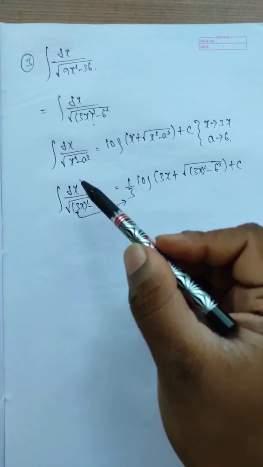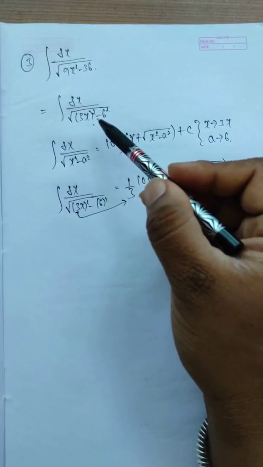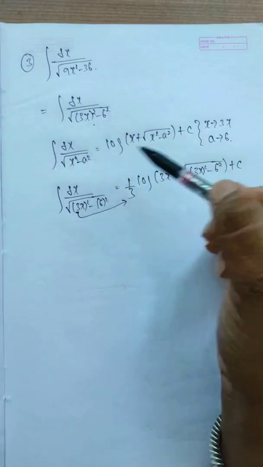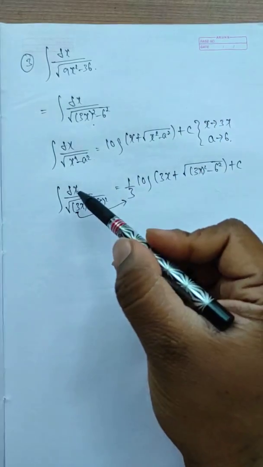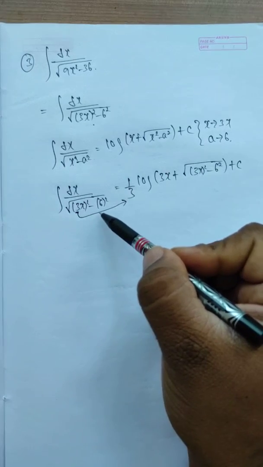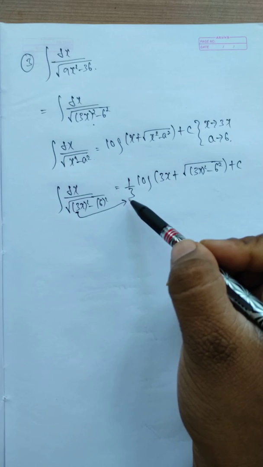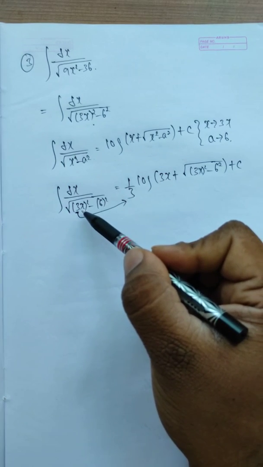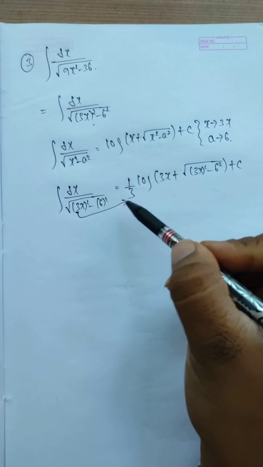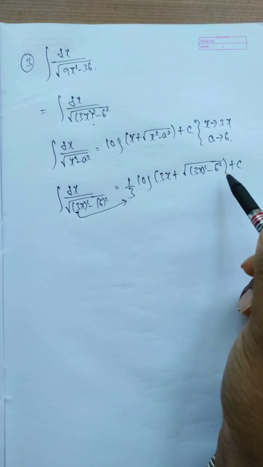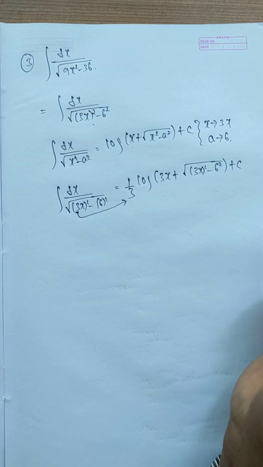So on comparing the given problem with the standard form, x is changing as 3x, a is changing as 6. So integration of dx by root of 3x whole square minus 6 square is 1 by 3. I am writing 1 by 3 because on integration, if any x coefficient exists, write the x coefficient in the denominator. 1 by 3 log of 3x plus root of 3x whole square minus 6 square plus c. Is it clear? Is it okay?